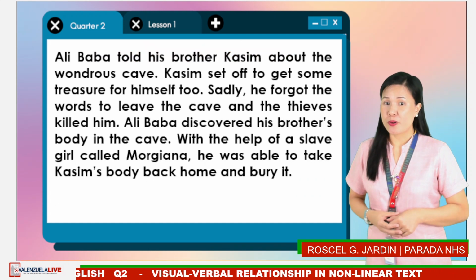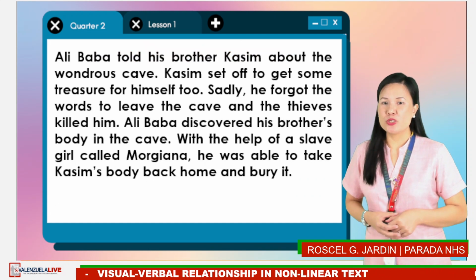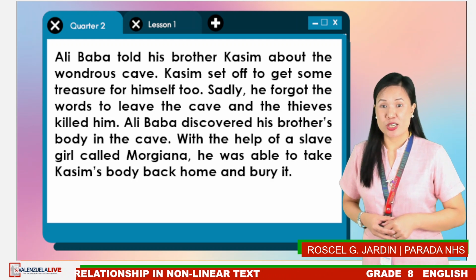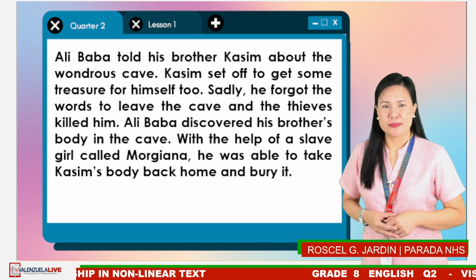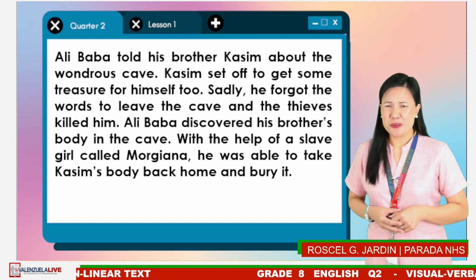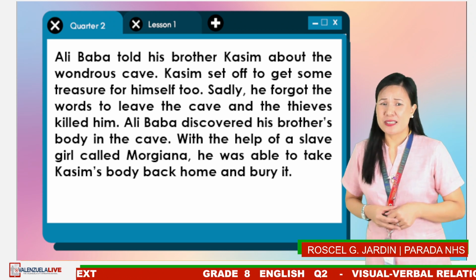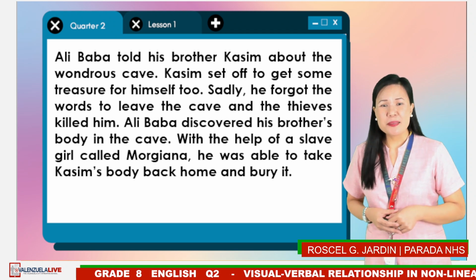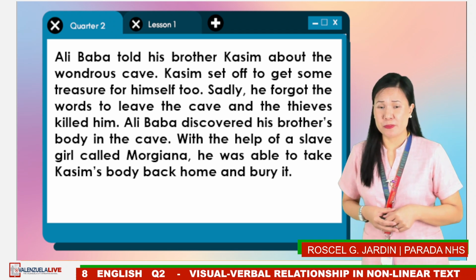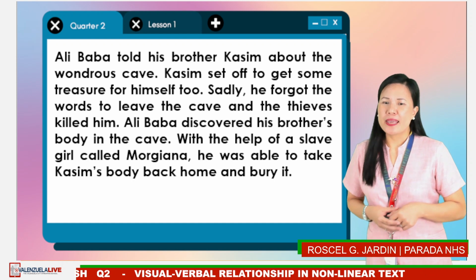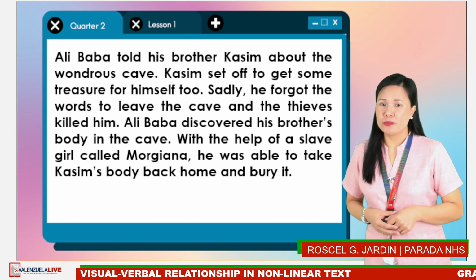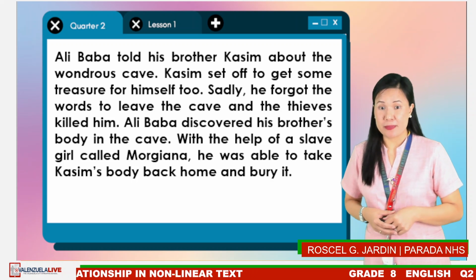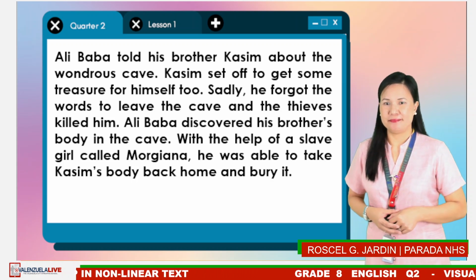Alibaba told his brother, Kasim, about the wondrous cave. Kasim set off to get some treasure for himself too. Sadly, he forgot the words to leave the cave and the thief kills him. Alibaba discovered his brother's body in the cave. With the help of a slave girl called Morgiana, he was able to take Kasim's body back home and bury it.